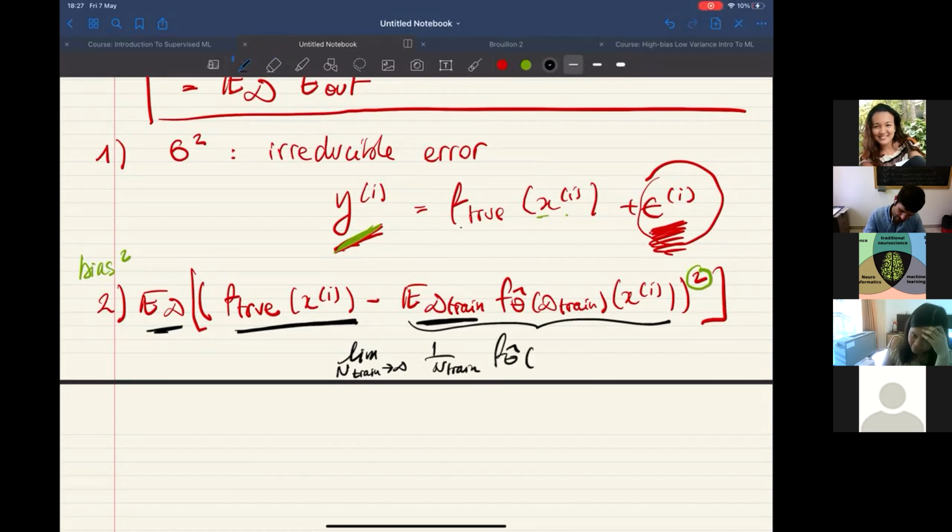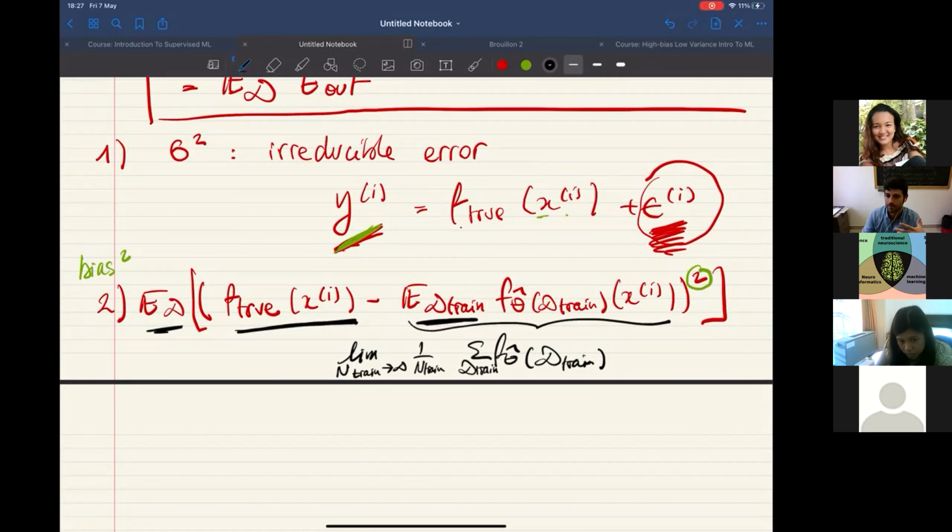You can think of it like this. It's a training set that depends on n train, and you are looking at the limit of your estimator when you would have access to infinitely many training points. So it's our very best estimate, what we would get if we had access to infinitely many points in our training data.